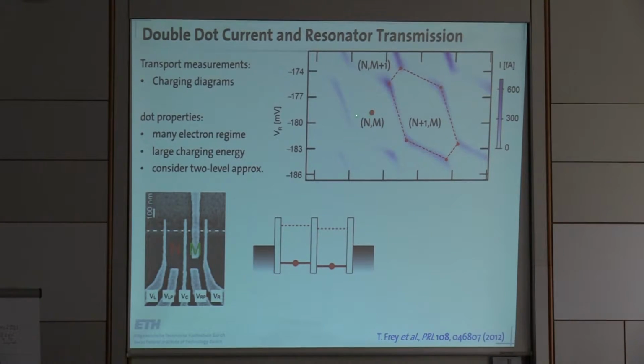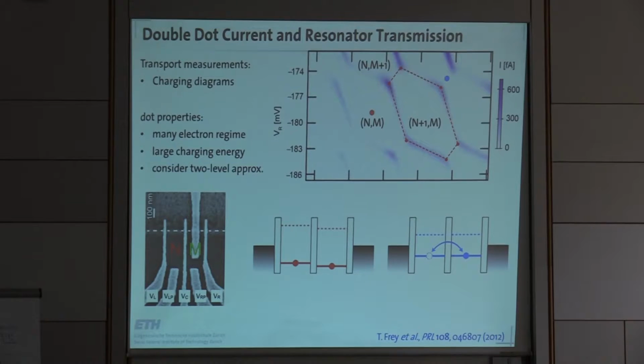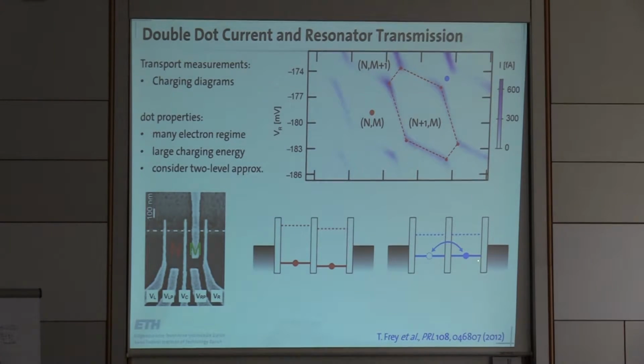And at any other spot, you don't get any current at all. So for example, if you're in these cells here, current is blocked because there are no available states for transport through the double dot. And a similar thing is the case here on the line connecting two triple points. Now charges can tunnel between the left and the right dot, but they can't come out of the double dot. And so therefore there's no current transport here.